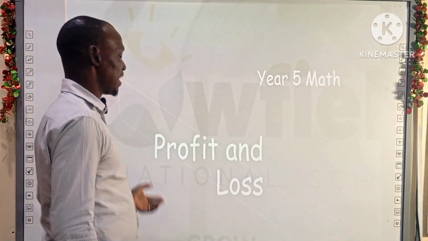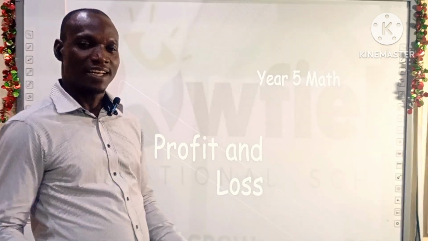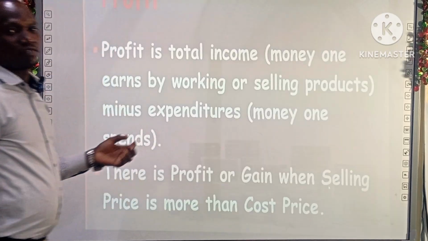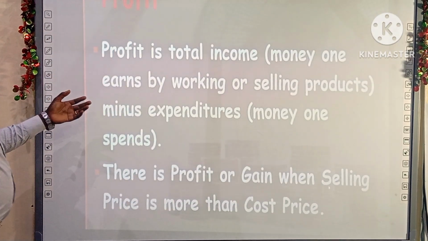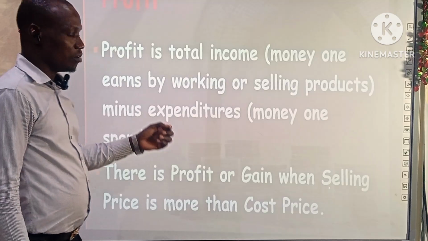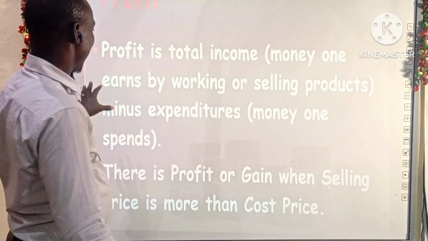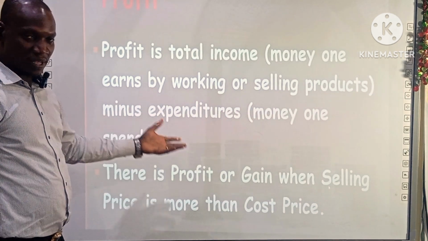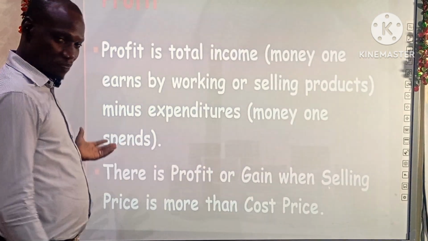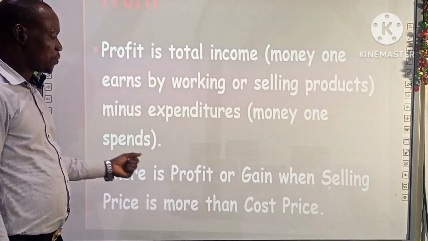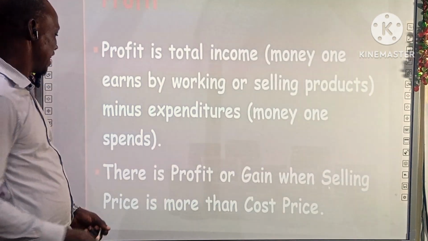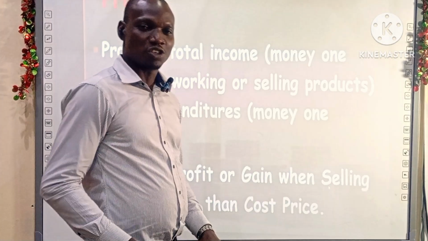In today's class, we shall be looking at profit and loss, finding profit and loss. We all know that the reward for doing business is profit, while the cost of doing business is loss. As a way of definition, what is profit? Profit is the total income, that is money one earns by working or selling products, minus expenditure, that's money one spends.